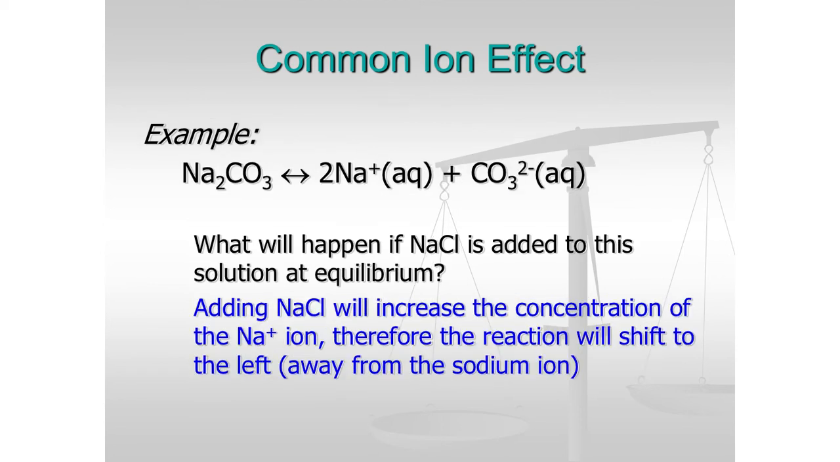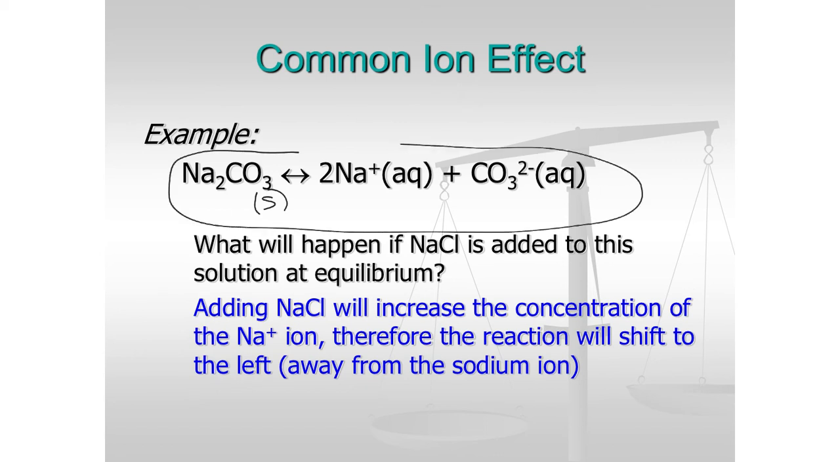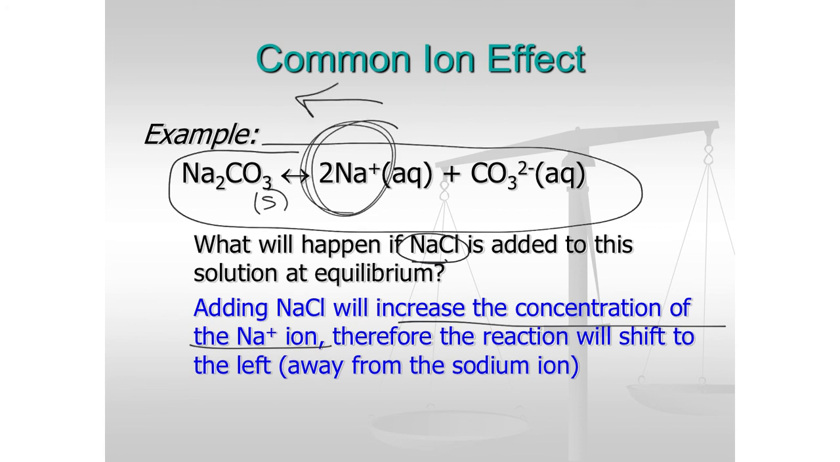All right, so here is a second example. We have sodium carbonate, which would be a solid, and that breaks apart into the sodium ion and the carbonate ion. If we add NaCl again, that's a soluble salt, so that would break apart into the sodium ion, increasing the concentration of the sodium ion. It would also produce the chloride ion, but that's not going to affect our equilibrium any. So if I have too much of the sodium ion, the reaction would shift to the left, away from the sodium ion.